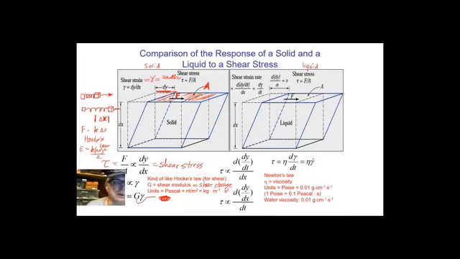Now we have to compare what happens with the liquid. Same basic geometry.